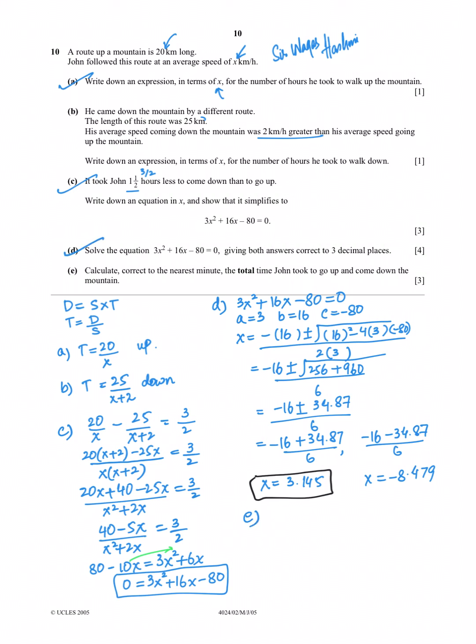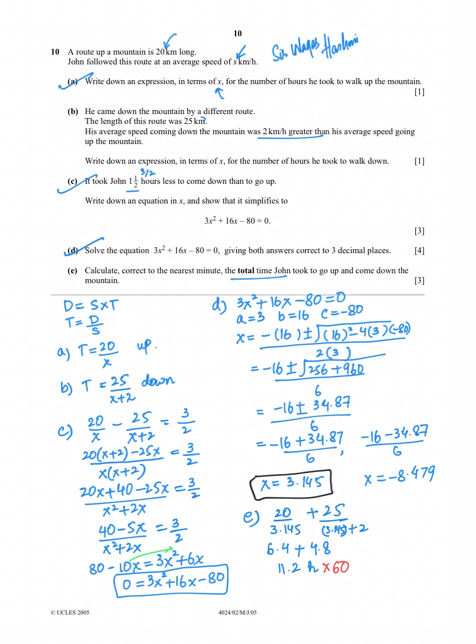In part E, it says calculate correct to the nearest minute the total time. So the time we had found in the first part, it's 20 upon x, time is going up, and 25 upon x plus 2. So for total time, I need to add those two times. The value of x we got is 3.145. So this is the answer of these two calculations. When you add it, it will be 11.2, but that answer is in hours. It says correct to the nearest minute, so you need to multiply your answer by 60, right, to convert it.